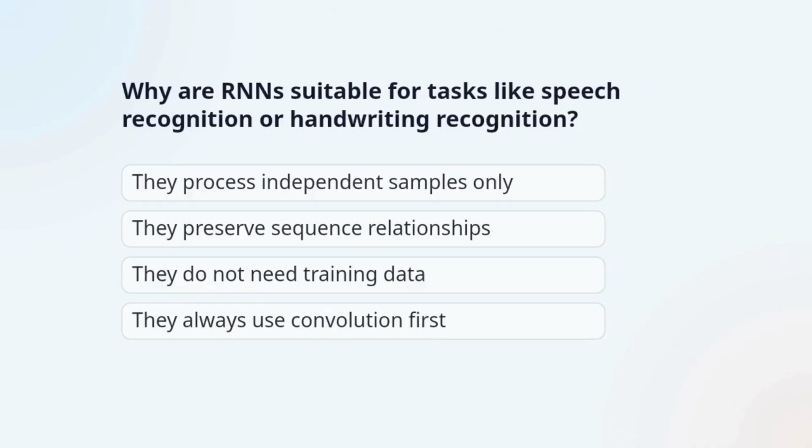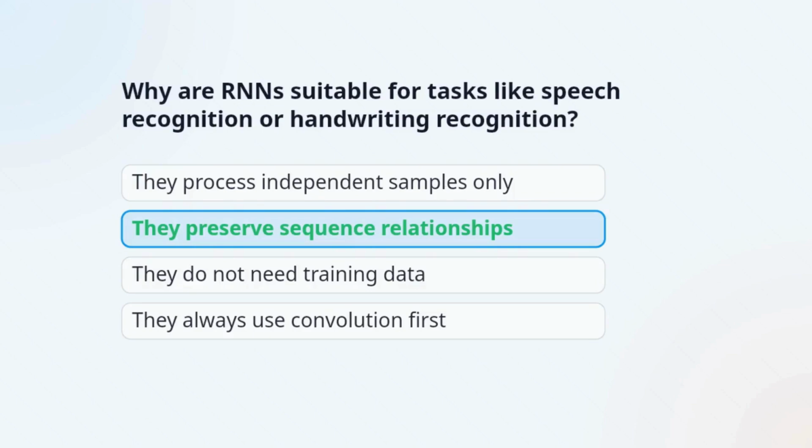Question 2. Why are RNNs suitable for tasks like speech recognition or handwriting recognition? The correct answer is, they preserve sequence relationships. Speech and handwriting are sequential in nature, so earlier inputs influence later ones. RNNs are designed to capture that dependency.